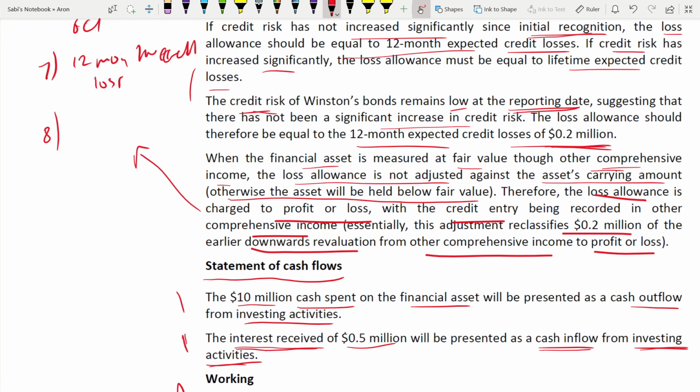I'm sure most of you didn't understand the last point. Okay, this is like measurement, finally measurement of this thing.